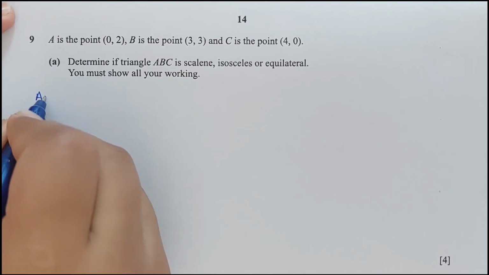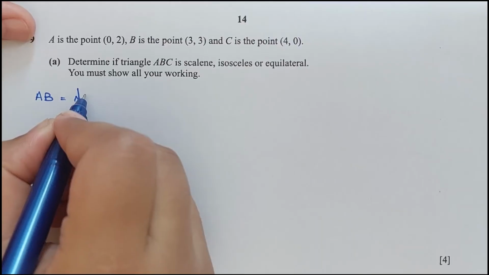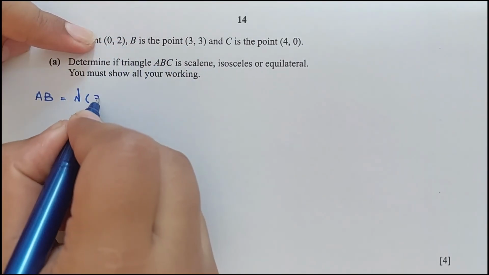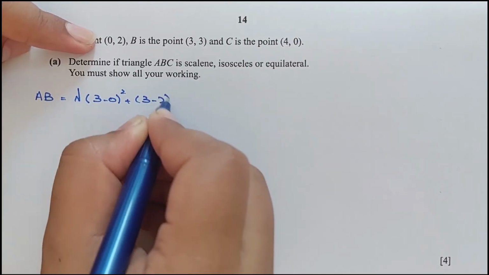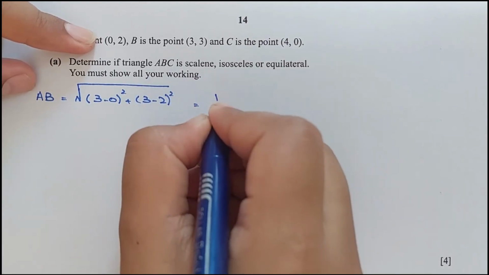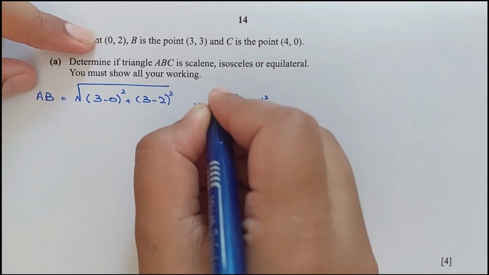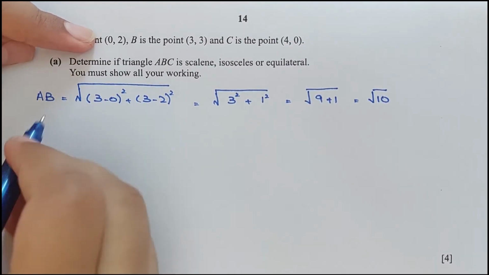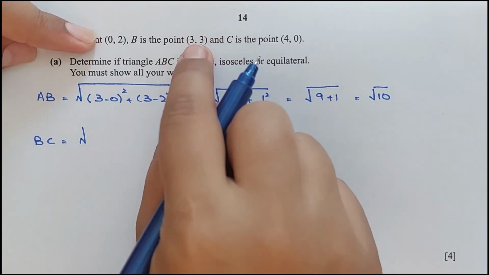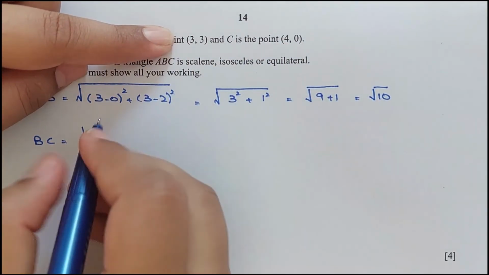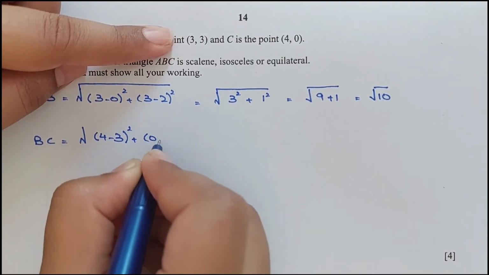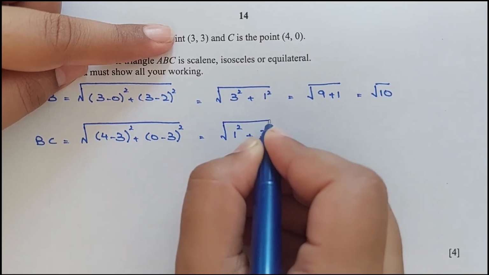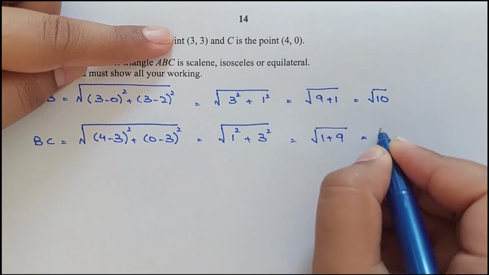So let me calculate what is AB. AB is square root of (x2 minus x1) whole square plus (y2 minus y1) whole square. So x1, y1 and x2, y2, A and B I'm using. x2 minus x1, 3 minus 0 whole square, y2 minus y1 whole square. So this should be 3 square plus 1 square. This is 9 plus 1. So that is square root of 10. All right. Now what is BC? Again square root. B and C. Now these are x1, y1. These are x2, y2. x2 minus x1, 4 minus 3 whole square plus 0 minus 3 whole square. So 4 minus 3 is 1 square plus 3 square. Again 1 plus 9 which is 10. Square root of 10. So two sides are equal.